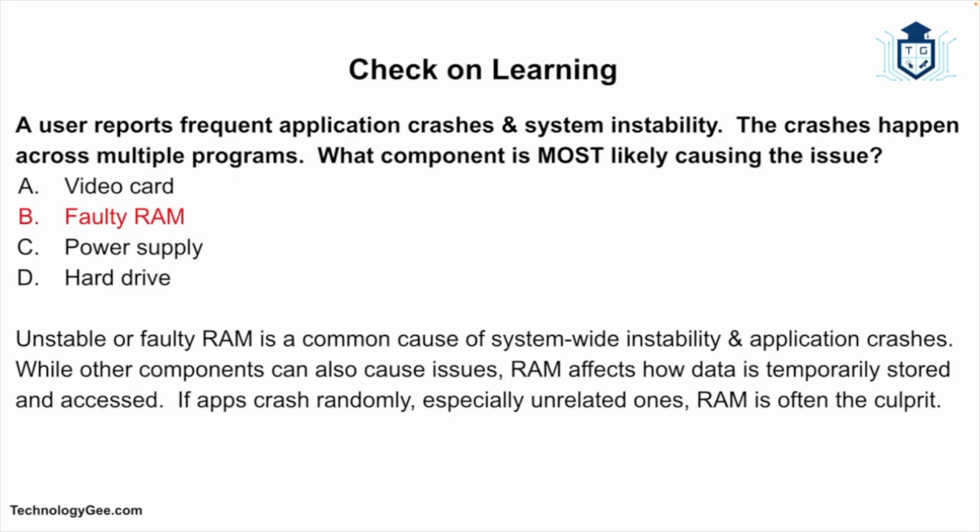And the correct answer is faulty RAM. So, unstable or faulty RAM is a common cause of system wide instability and application crashes. While other components can also cause issues, RAM affects how data is temporarily stored and accessed. So, if applications crash randomly, especially unrelated ones, then RAM is often the culprit.